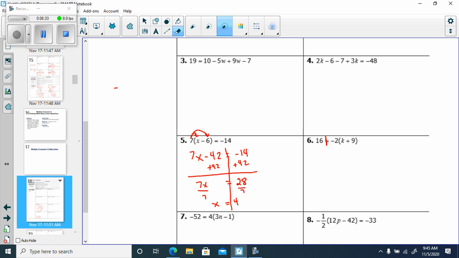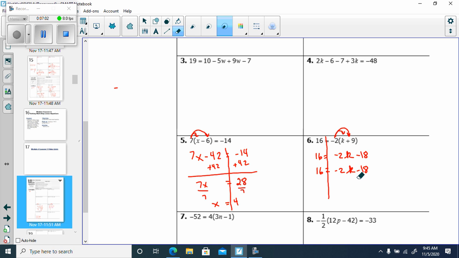And then number 6, let's look at it. This side's as simple as it gets. On this side, we have distributive property, okay? So 16 is equal to negative 2k, and negative 2 times 8 is negative 18. One of the biggest mistakes people make is to forget to also distribute by the last number, so don't forget that. 16 then is equal to negative 2k minus 18.